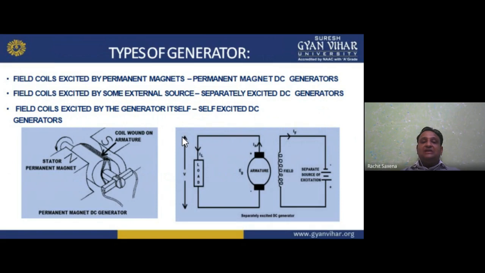So the field coils excited by the permanent magnet are shown here. We are using a permanent magnet, there is a rotor armature, and these are the brushes which carry the current. Next, field coils excited by some external source is the separately excited DC generator, meaning we use a battery or a separate DC source for excitation of the field winding. Now the field coils excited by the generator itself, that means by residual magnetism, are known as self-excited DC generators.